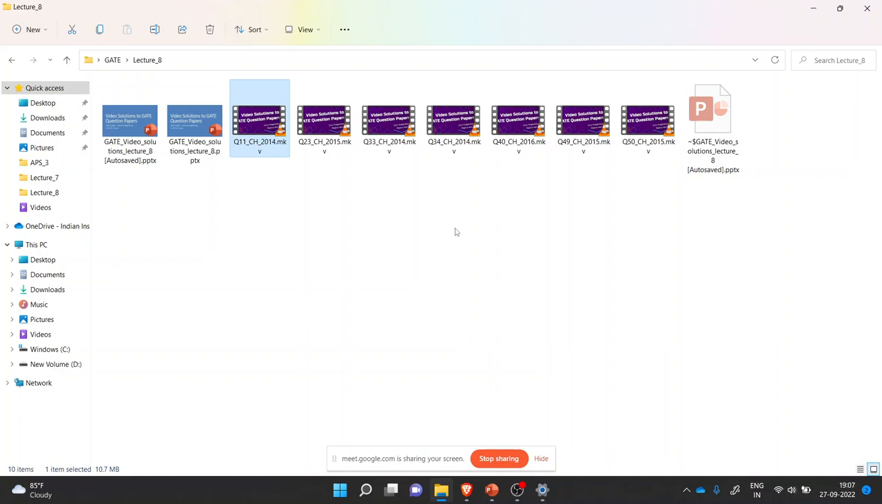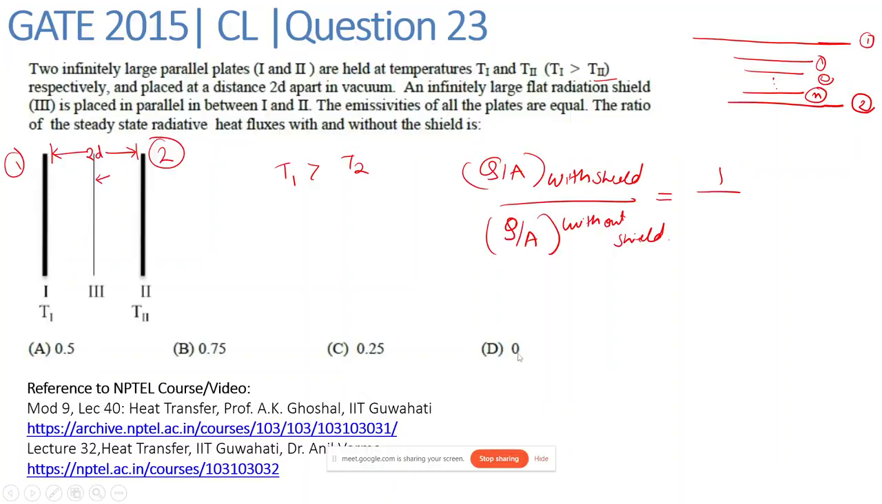I'm not sure if this will solve the problem or not. So from the next question, I will just play the online solution. Maybe that will be clearer.